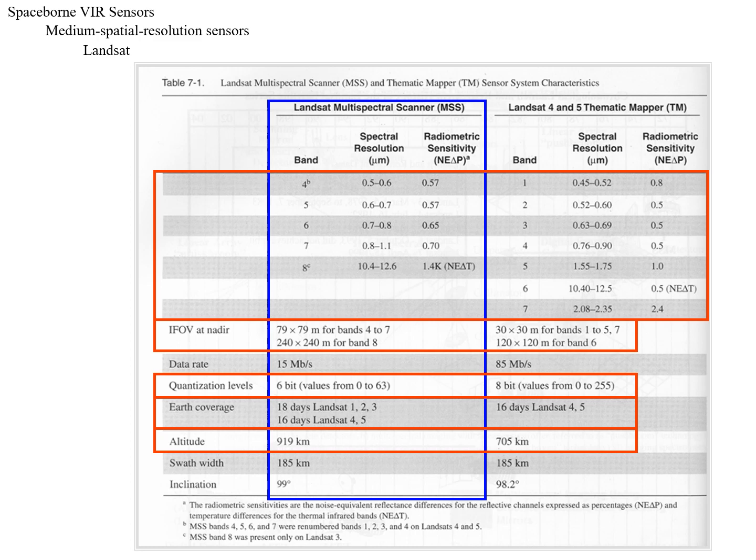The MSS flew on 5 Landsats, so it flew on the 18-day Landsat 1, 2, and 3 satellites, and then on two 16-day Landsats 4 and 5. Again, altitude about 919 kilometers and a swath width of about 185 kilometers.